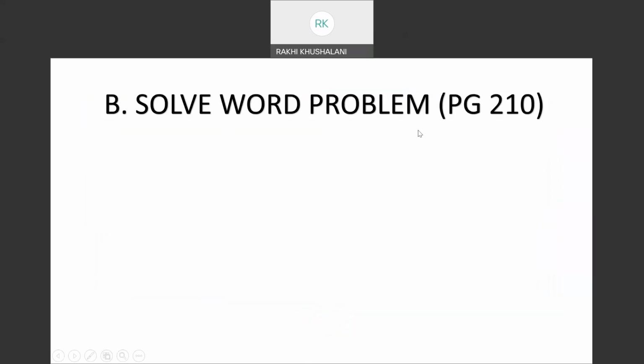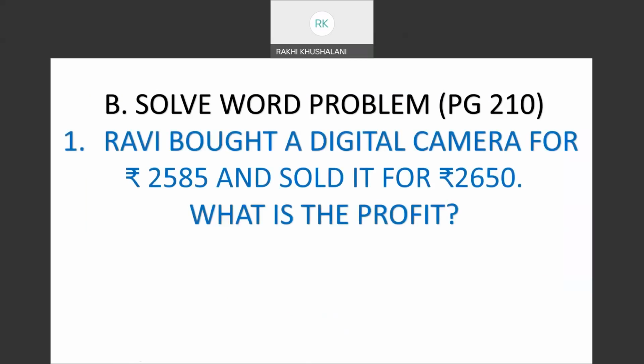Now we are going to the same exercise 12.2, the B part, page number 210. Here, the first question. Ravi bought a digital camera for rupees 2,585 and sold it for 2,650. What is the profit? Now selling price is more than.